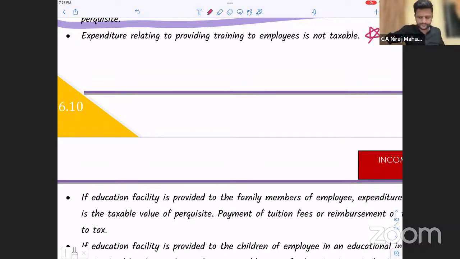Fine, everybody. We'll go ahead, all of you. So expenditure relating to providing training to employees is not taxable. Clear till here?